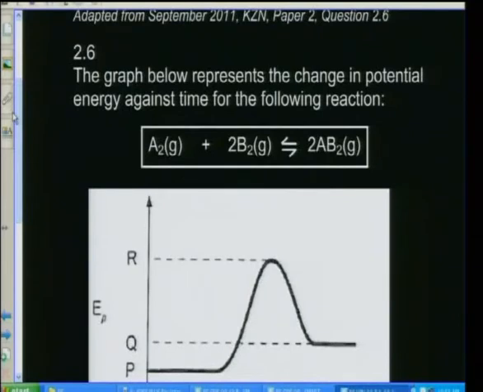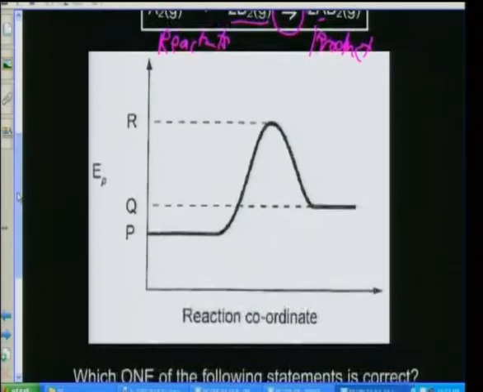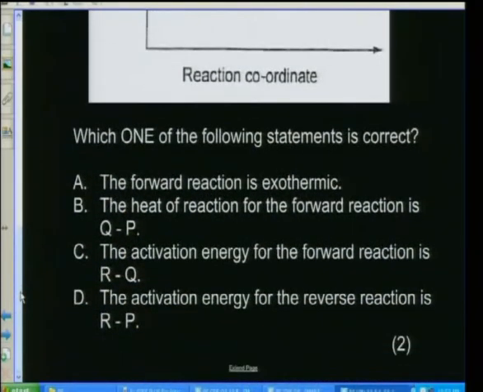2.6. The graph below represents a change in potential energy for the following reaction. So it says A2 plus 2B2 gives you 2AB2. Okay? So we recognize these are the reactants, and this is the product. Notice it's in equilibrium, and we're given this graph. Now, read the question. It says, which one of the following statements is correct?